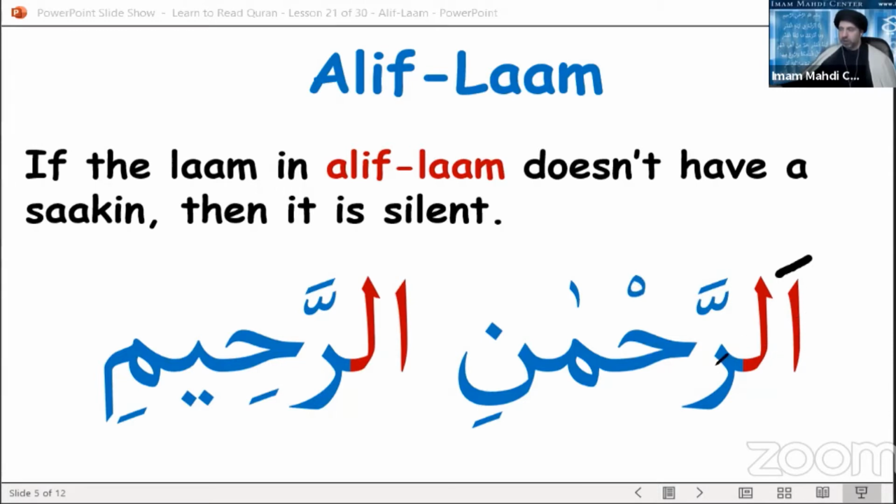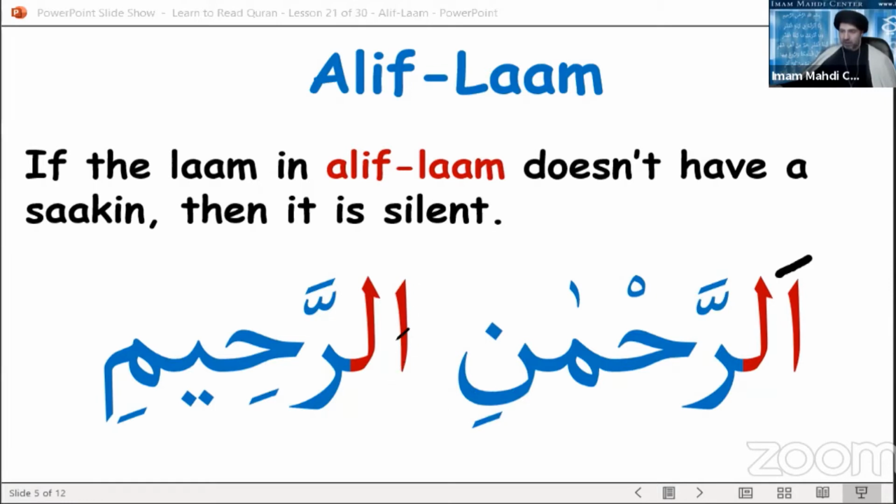So first we have to connect this alif with the ra. We say ar, ar, and then the ra has to connect with the ha to say rah. So we say ar-rah, ar-rah, and then the meme has the mad of alif. We say ma. This noon has kasra, so we read it ne.